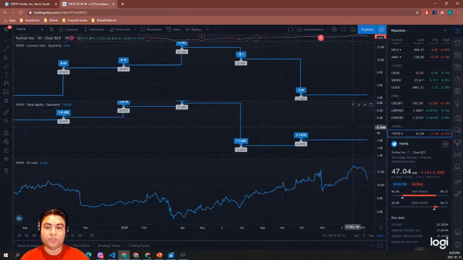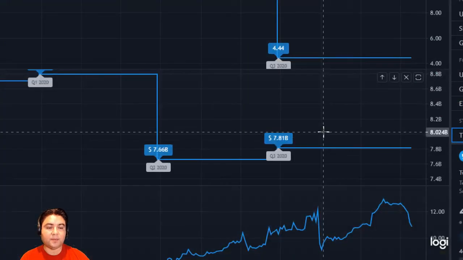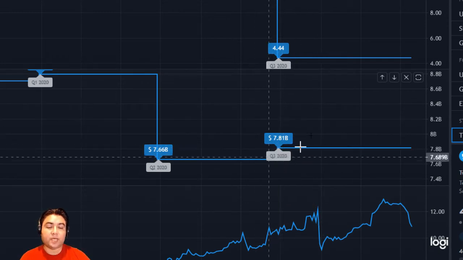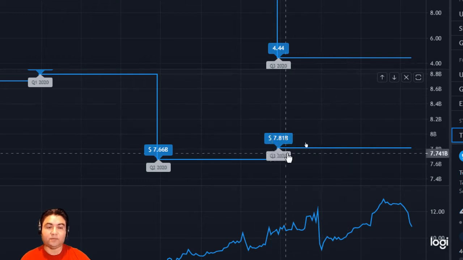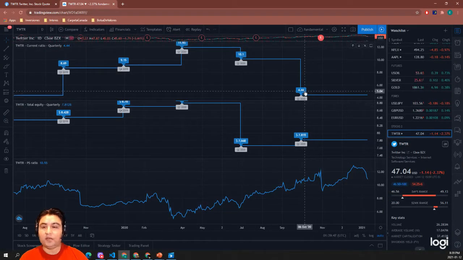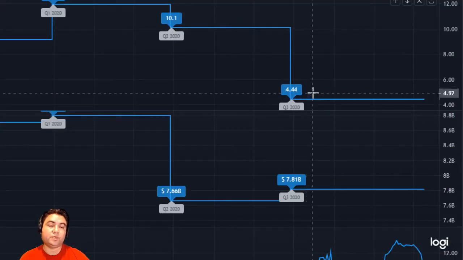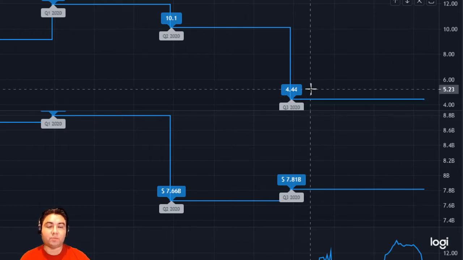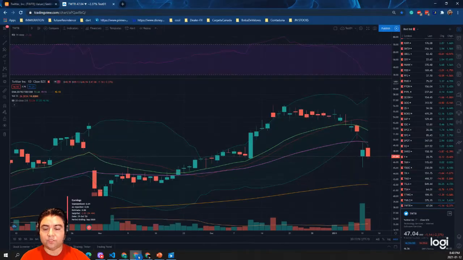Now jumping into the next number, the equity. Currently we have $7.81 billion. That means we basically have more assets than liabilities. So yes, I always like to have this specific number positive. Jumping to the next one, we currently have 4.44. That is the current ratio. As a kind reminder, for this current ratio we want to make sure it is 2 or more. That means if they have financial problems, they will be able to pay their debts. Okay, perfect. So now jumping into the next one.